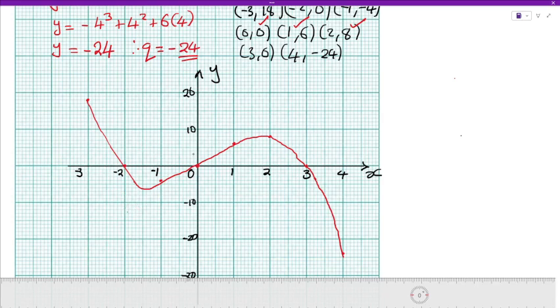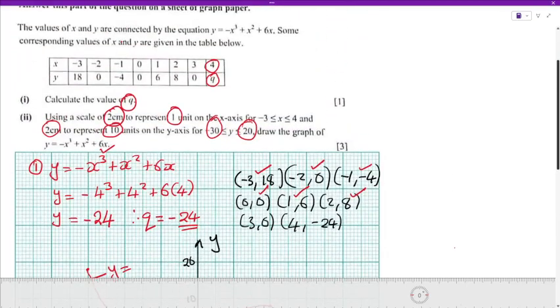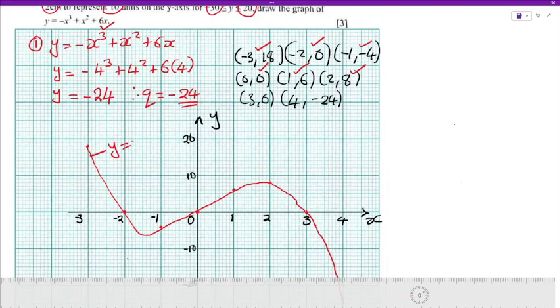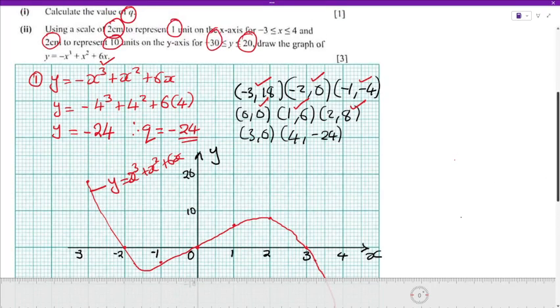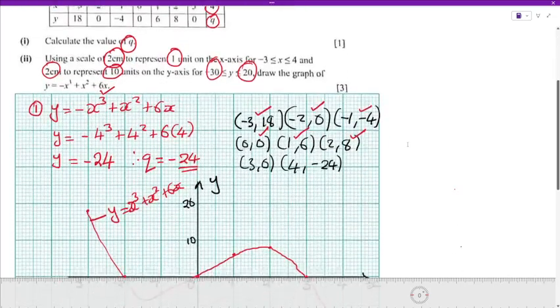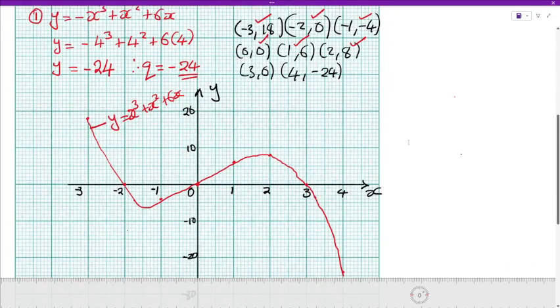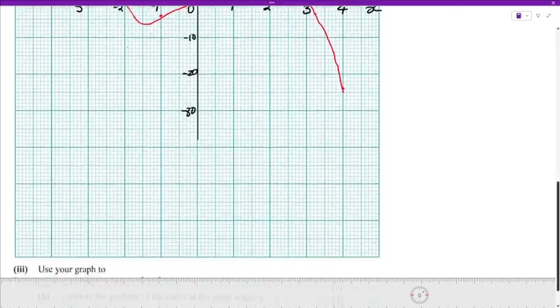All right, we now go to the next question. So remember to name your graph. The name of the graph is y is equal to, what was the name of that graph? x cubed plus x squared plus 6x. Let me just confirm. Okay, negative x cubed, actually negative, not positive. So we erase these, and this one is negative x cubed, so equals y there. The line can go there. We are done. We now proceed to the next question.